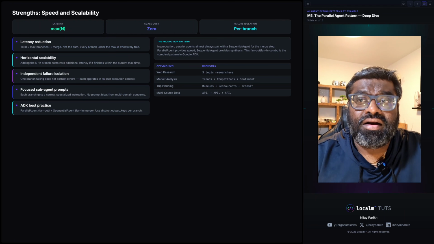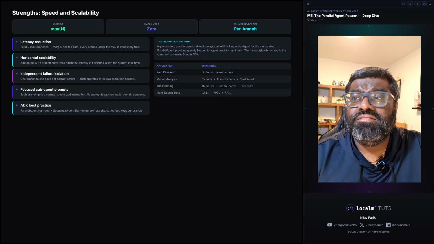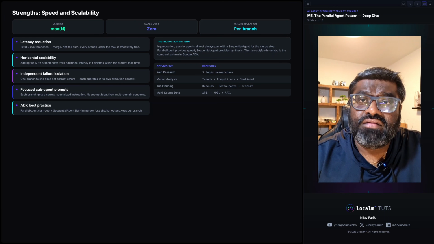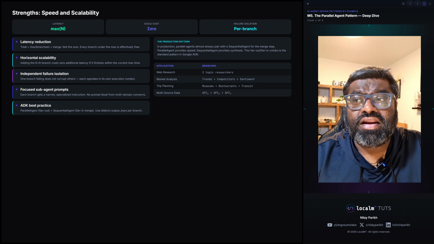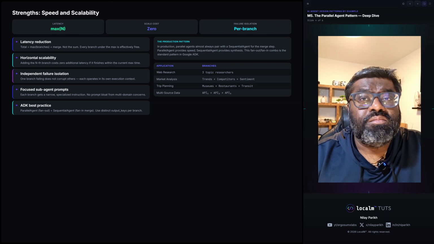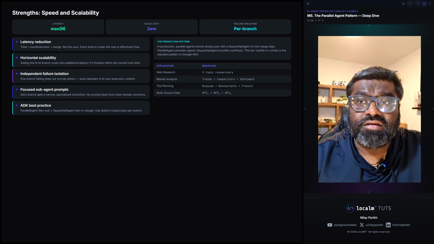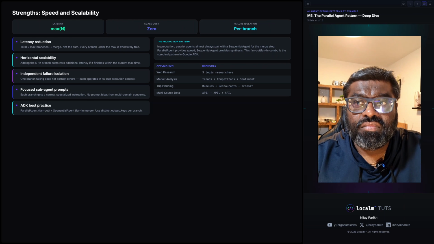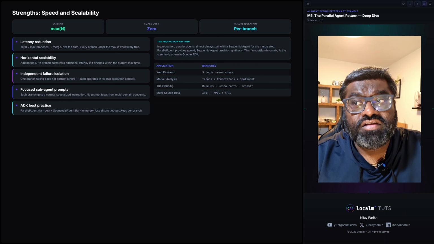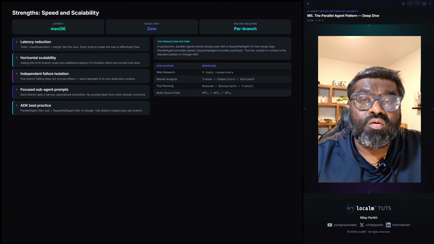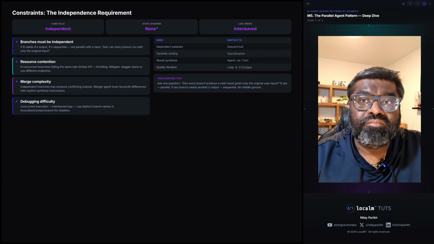So why go parallel? Speed. Your total time is just the slowest branch, not the sum. And scalability: you can virtually scale to any segment, any level. And understand that the latency is the slowest branch plus merge. That's always going to be the static part. And more importantly, the isolation. One branch failing does not take other branches down. That's one of the core benefits of parallel.